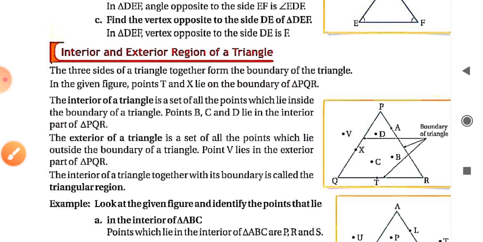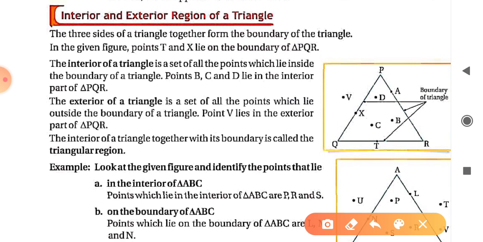In this figure, PQR, point X and point A and point T, these are on the boundary of a triangle. And similarly, point D, C and B are in the interior region of triangle, and point V is in the exterior of triangle. So these are called the regions of triangle: interior, exterior and boundary.